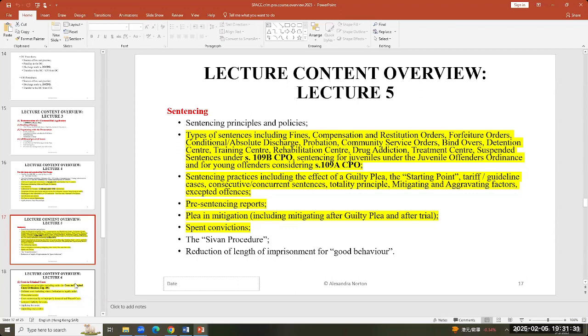And we will spend some time talking about pleas and mitigation as well, but not too much, because that's also an important advocacy exercise, but it's much more difficult than doing a bail application, which is why for your assessment, you're doing a bail application, not a plea and mitigation, because plea and mitigation is a lot more of an advanced skill.